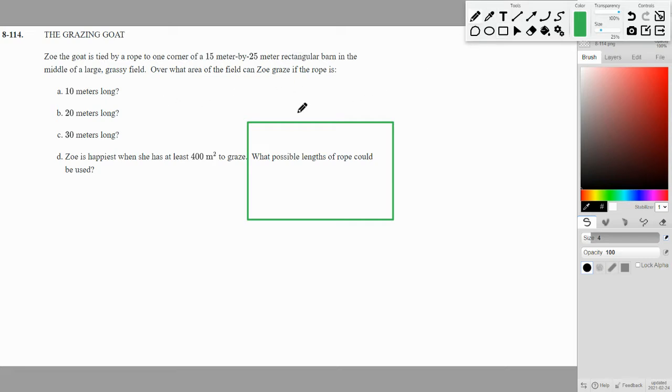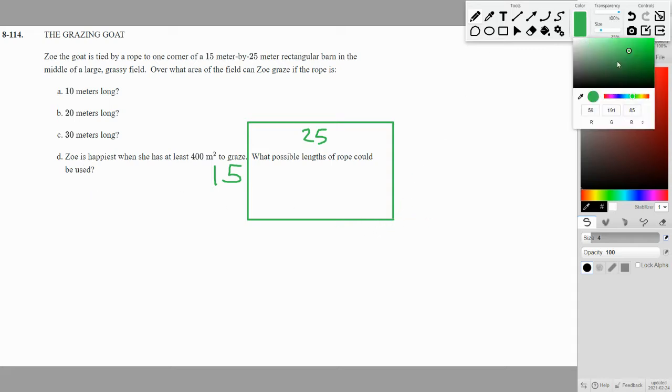Just a reminder, this goat is tied by a rope to one corner of a 15 meter by 25 meter rectangular barn in the middle of a large grassy field. Over what area of the field can Zoe graze if the rope is 10 meters long, 20 meters long, and 30 meters long? I'm just going to focus on these three questions. Part D, we don't really need to worry about here.